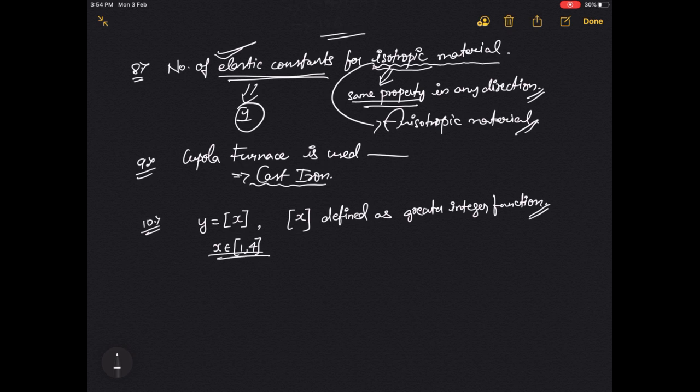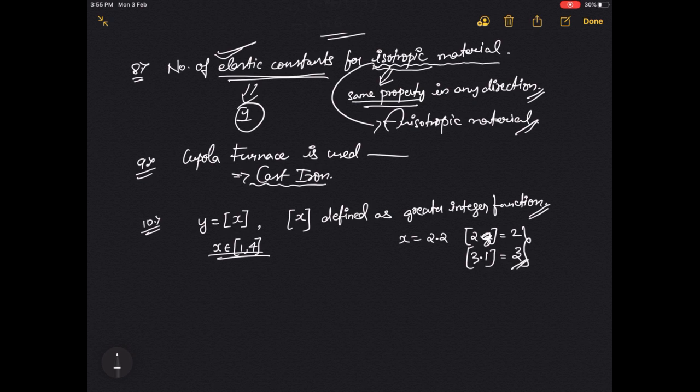So what is this greatest integer function? It denotes some integer which is less than that number. For example, if x equals 2.2, then the greatest integer function of 2.2 will be 2. Similarly, for 2.4 it will be 2, for 2.8 it will be 2. For 3.1, the greatest integer function is 3. That means this function denotes the greatest integer which is less than that number.